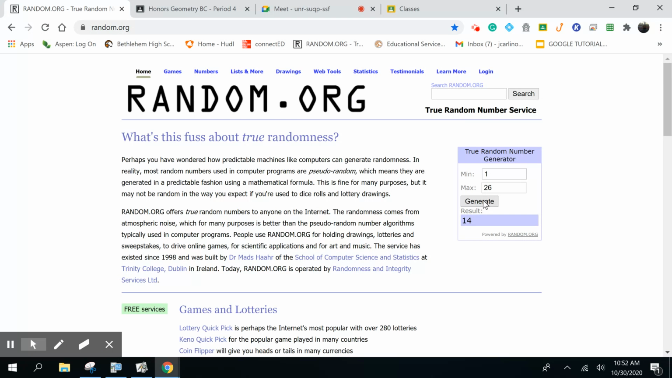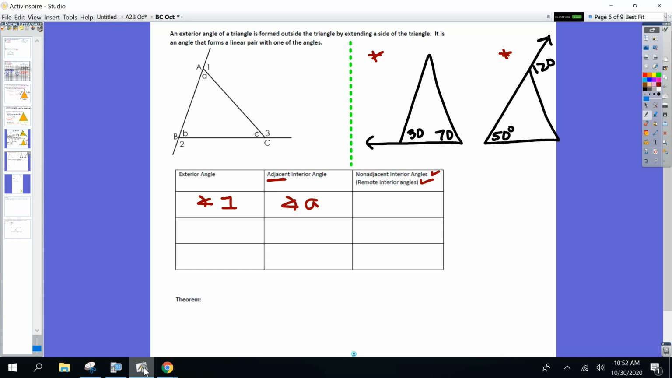Here we go. Ellie, back to you. What two angles would be remote interior in this case? Angle B and C. You got it. Angle B and angle C. Those would be considered remote interior, the ones that are not adjacent to the exterior one.